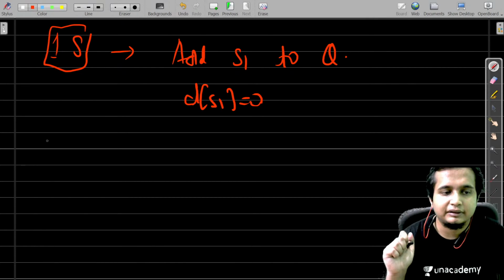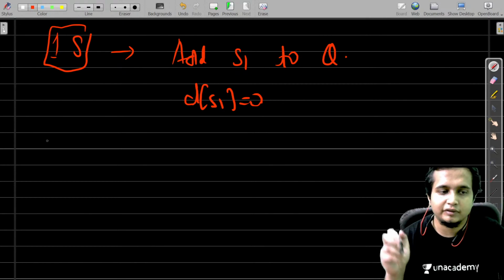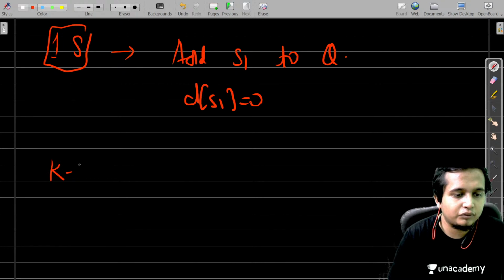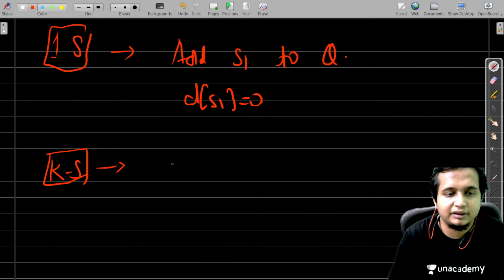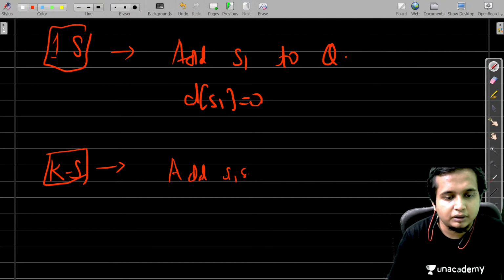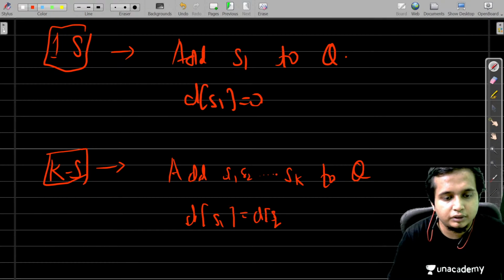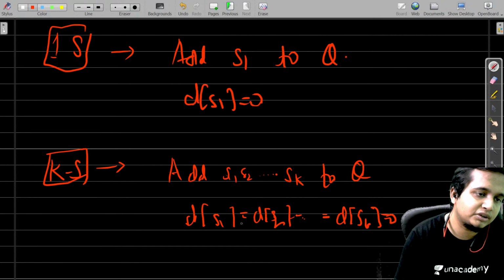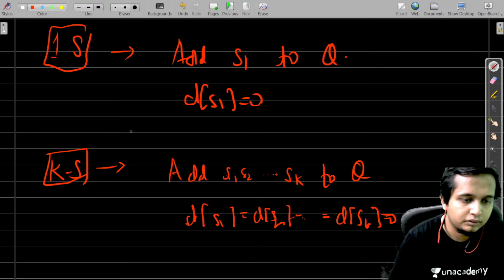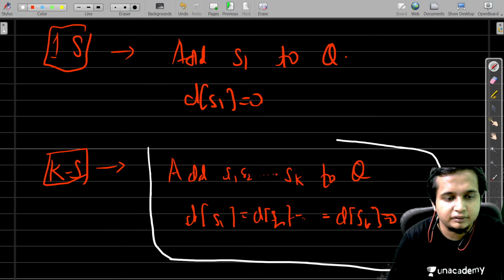The only difference in finding the distance from one source node to, let us say, k number of source nodes is: add all nodes S1, S2 up to Sk to Q. Mark all their distances, d of S1 equal to d of S2 equal to d of Sk, as 0. So you just mark all of the distances as 0. This is the only difference.